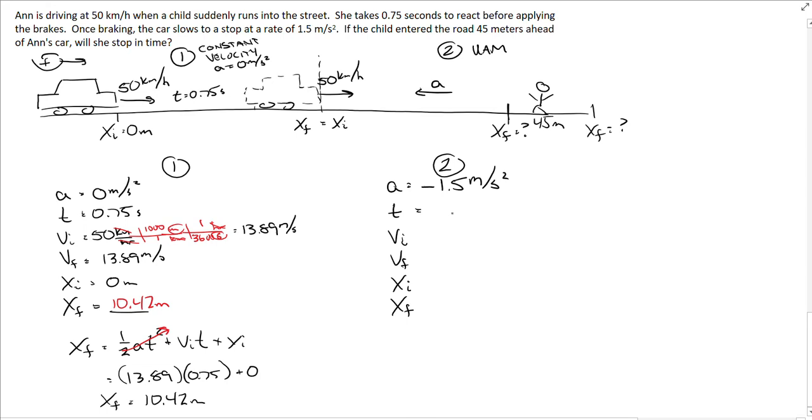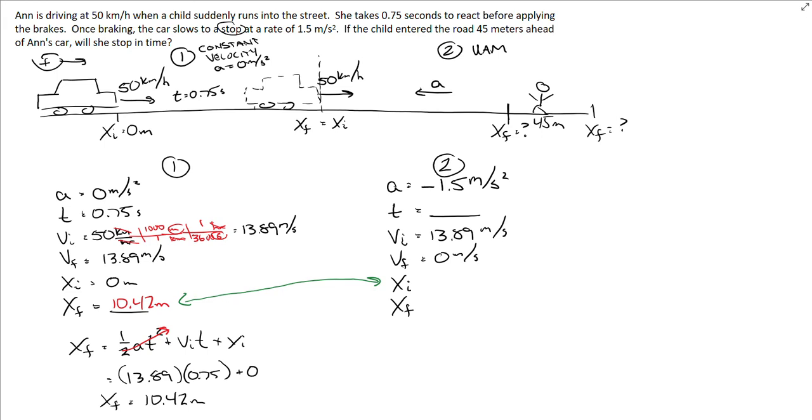Now we don't know how long it's going to take to stop. We do know this car is still traveling at 50 kilometers per hour when we start, so 13.89 meters per second, but it's going to stop. It's slowing to a stop, which means its final velocity is 0 meters per second. Where does it start? Well, here's our bridge, right? These problems typically have a bridge between the two parts. Where I finish in the first part is now where I begin in the second. So I'm going to start at a position of 10.42 meters, and I'm going to finish somewhere.